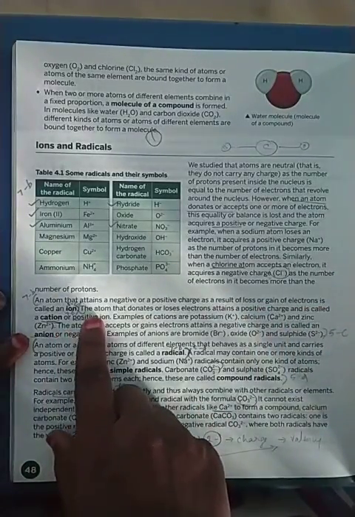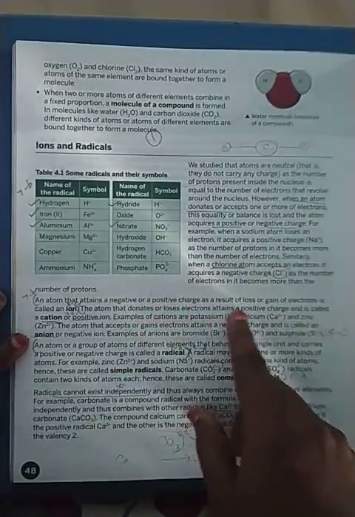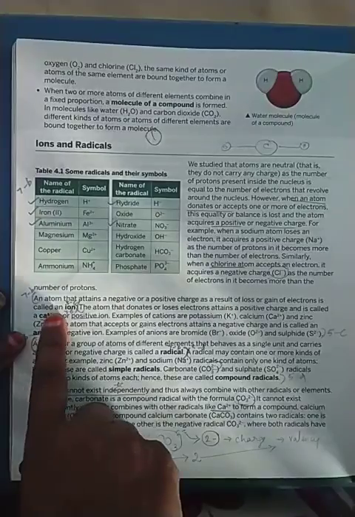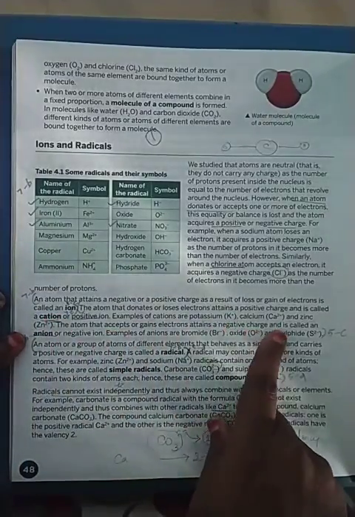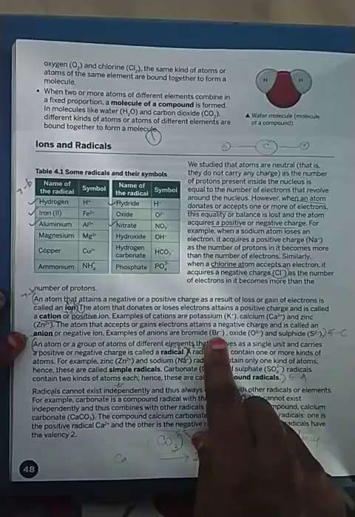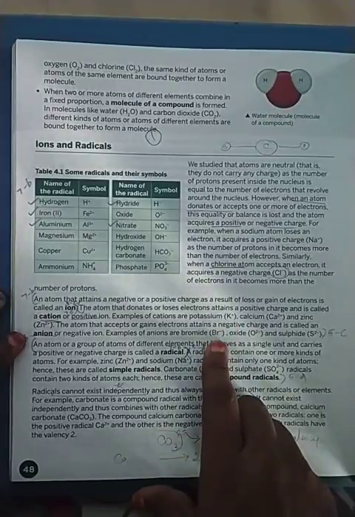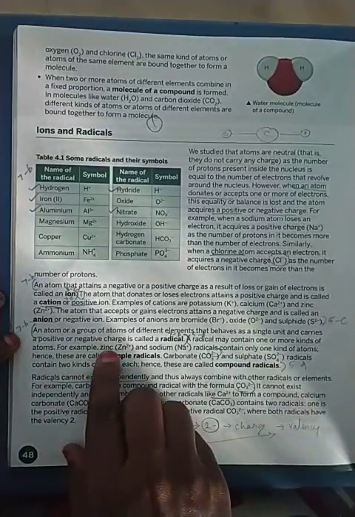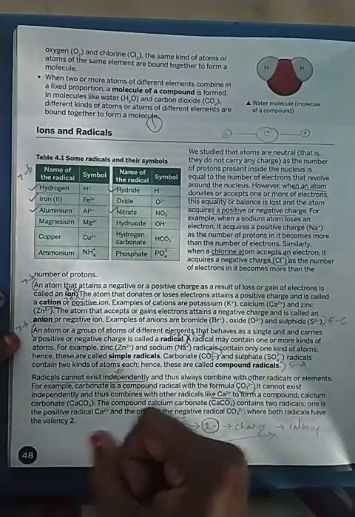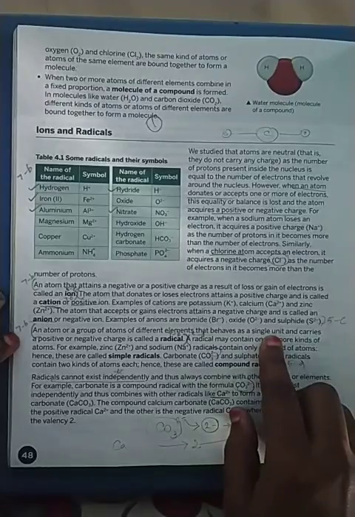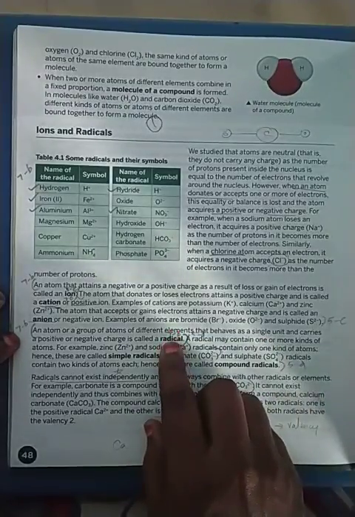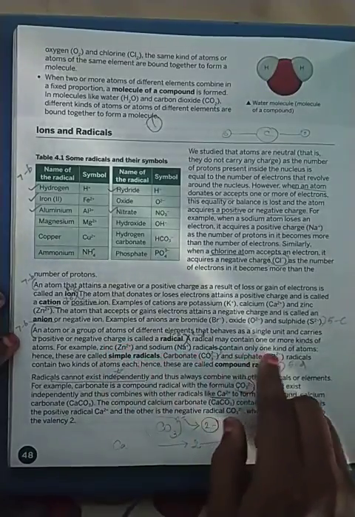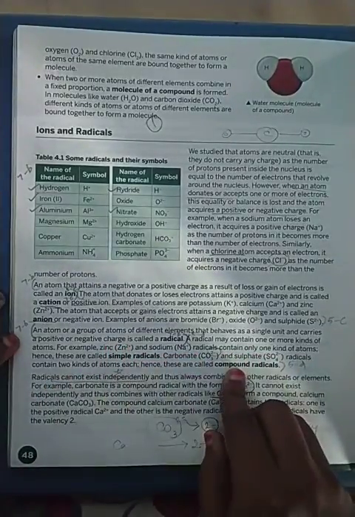Okay, the atom that donates, or the atom with a positive charge, is called cation. Whereas the atom with a negative charge is called anion. You can give examples K plus and Br minus. And then what is this radical? Radical means group of charged atoms, the group of charged atoms which are behaving as a single unit. Okay, so that is called radical. And if they are of the same elements, then they are called simple radicals. And if they are of different atoms, they are called compound radicals.